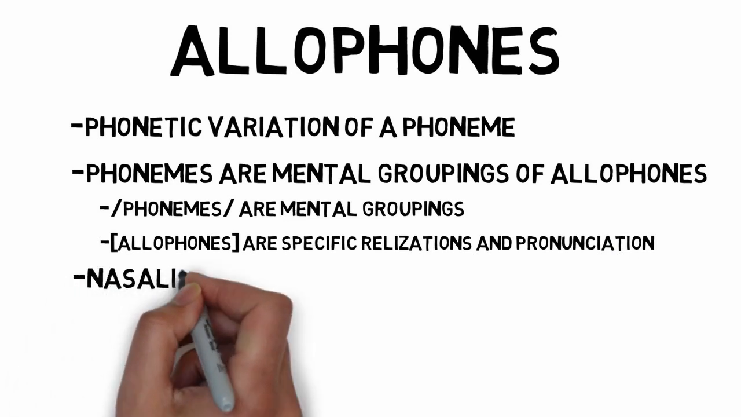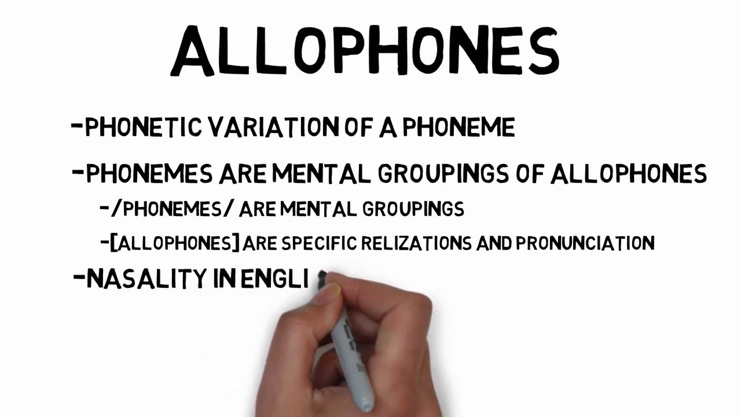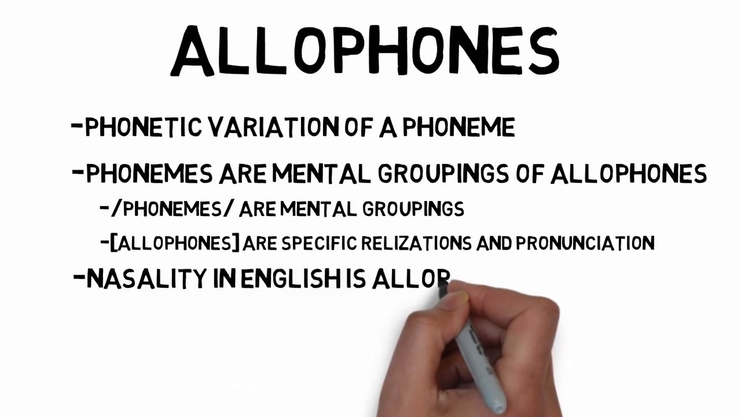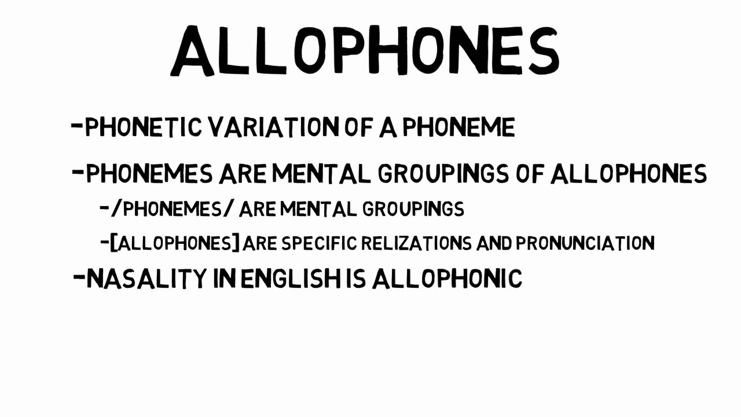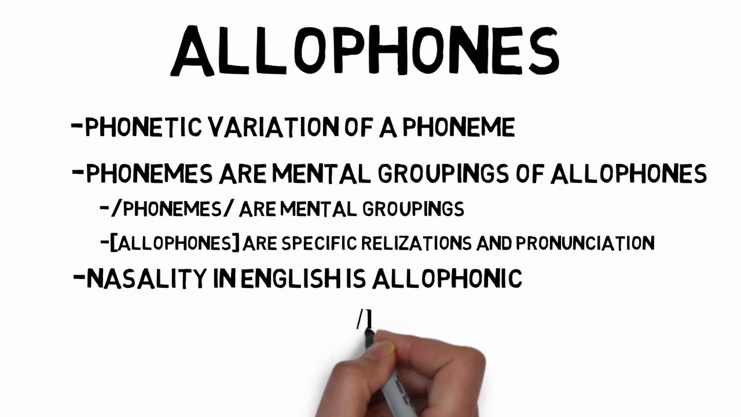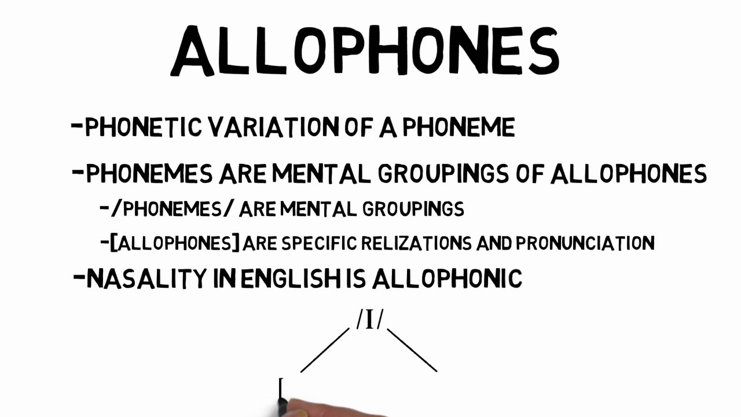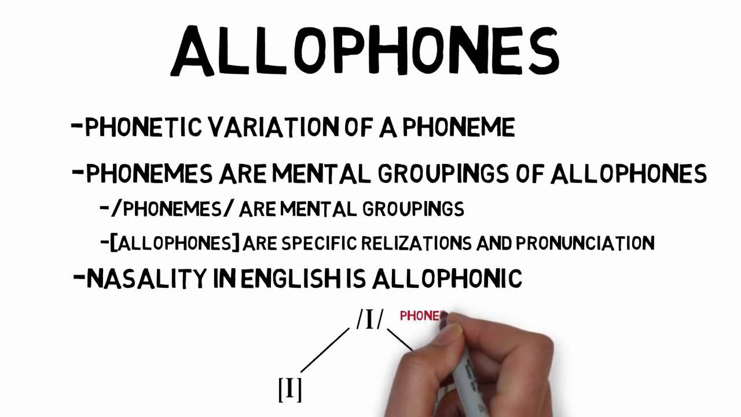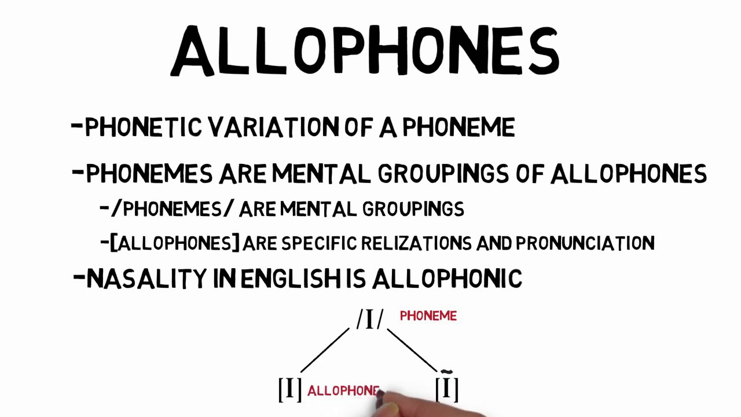In English, all of our vowels have a nasal allophone. There is never an instance where the nasality of a vowel changes meaning. That's not necessarily the case, though, in languages like French, where the nasality of a vowel does change meaning. In English, when we talk about the high front unrounded tense vowel, E, we're talking about the mental grouping of E and nasalized E.